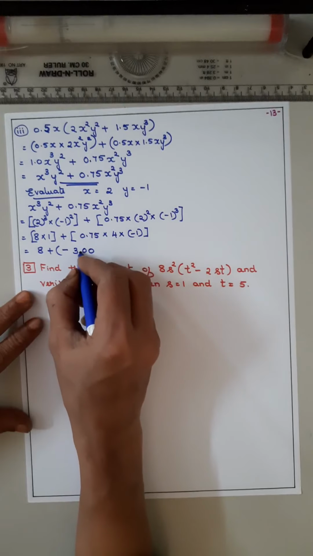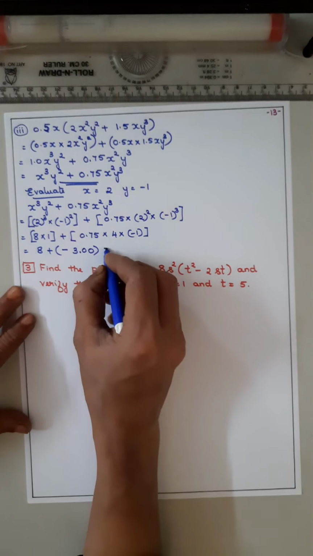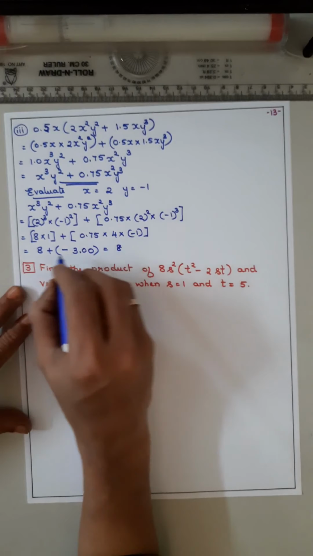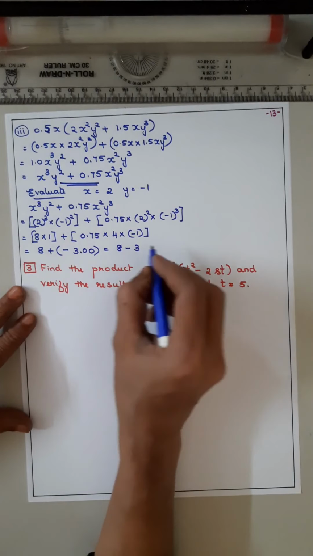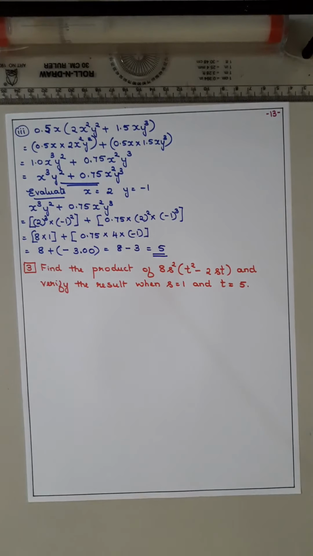Now 2 decimal, so it will be 3.00. That means 8 minus 3, that is 5. Understood? So slow and steady, you have to do the sums.